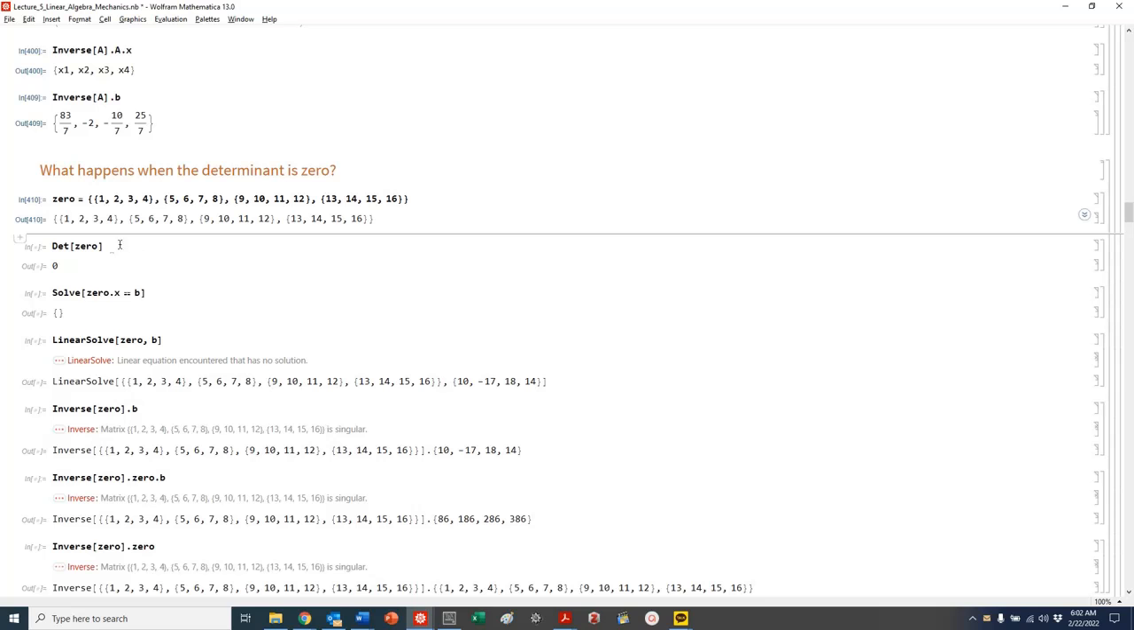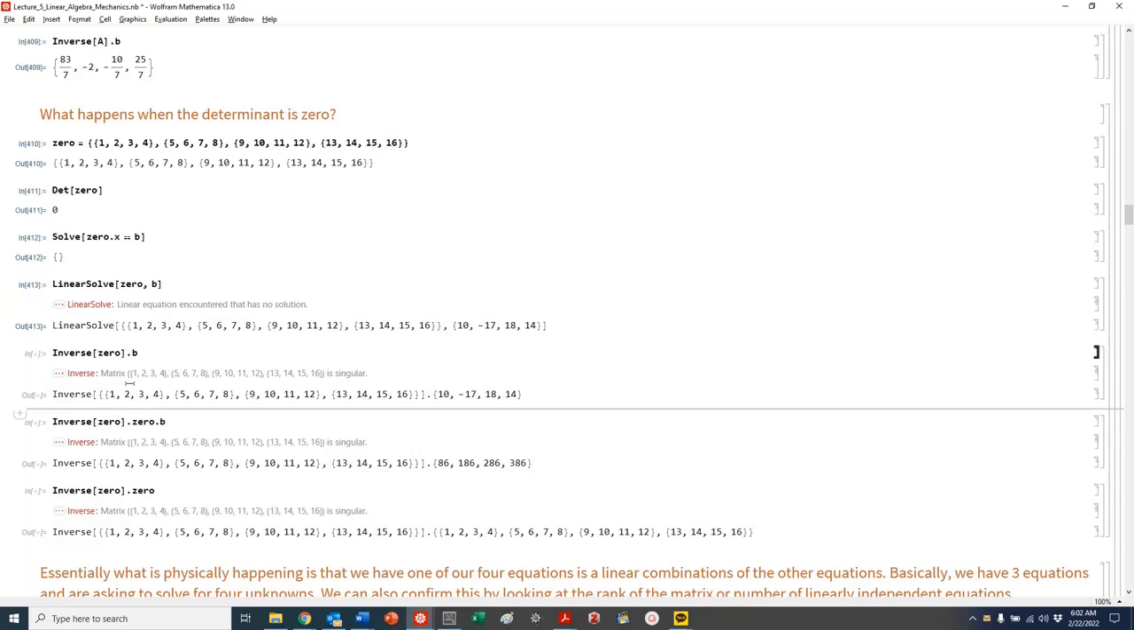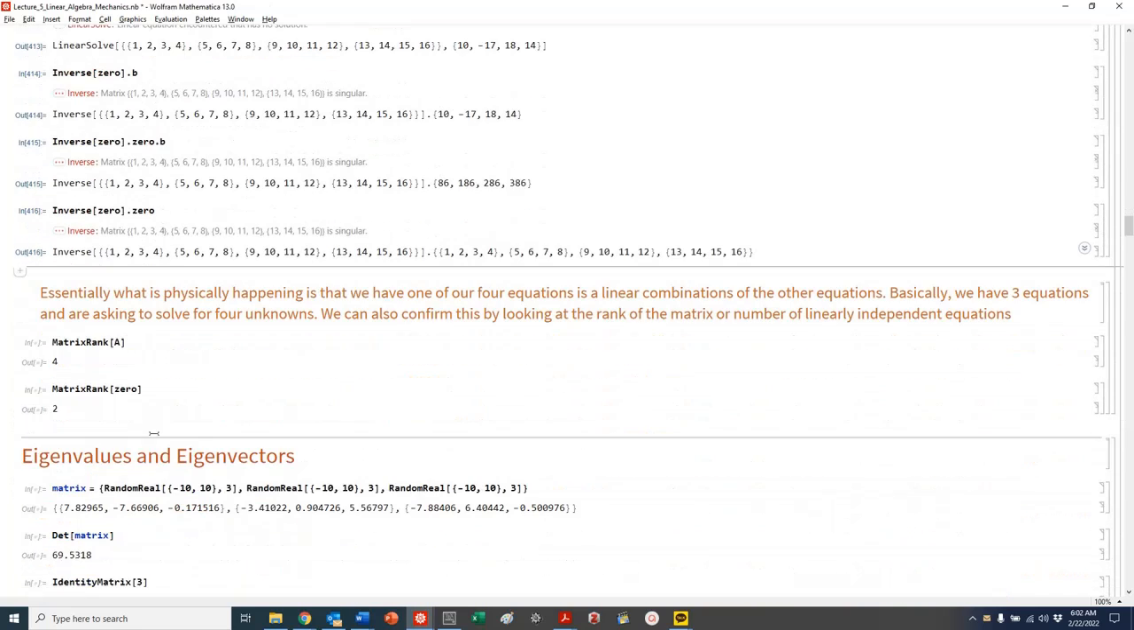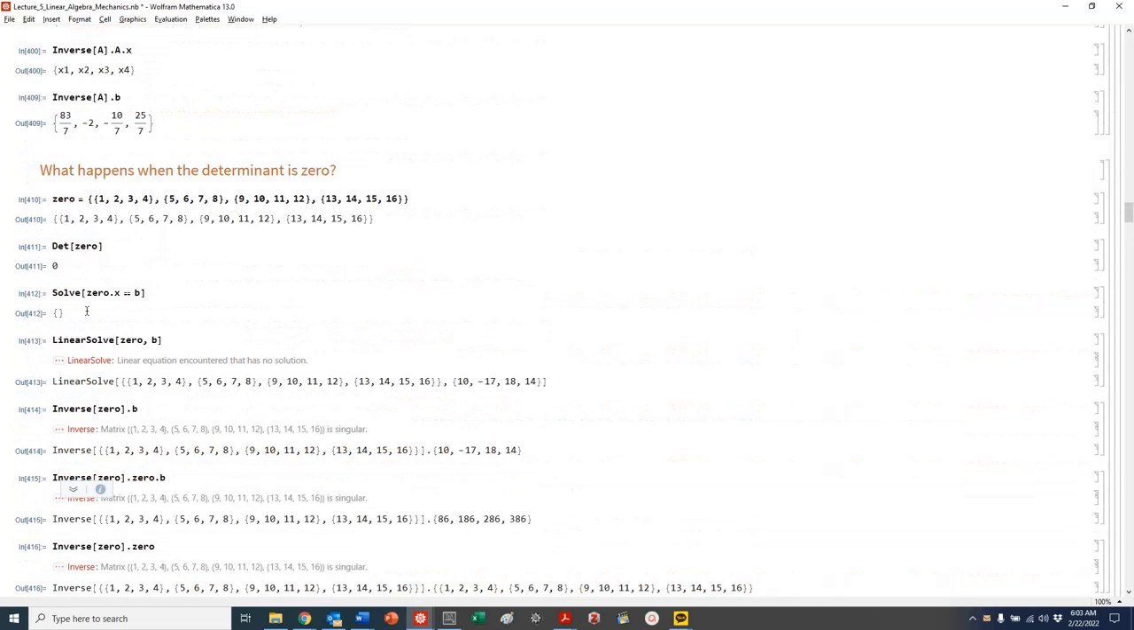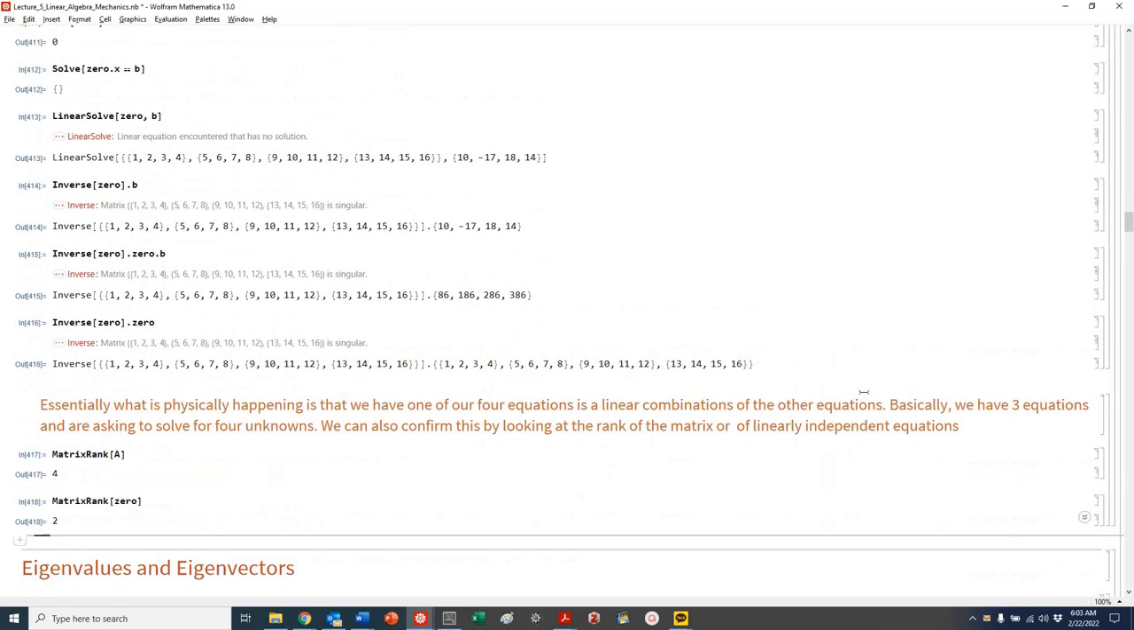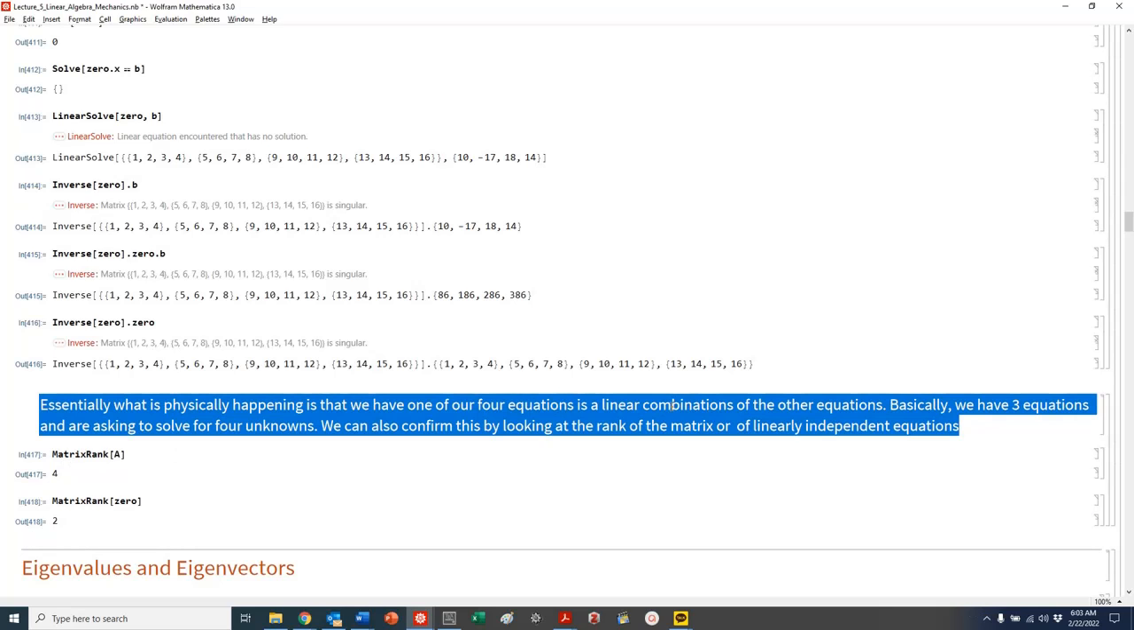So what happens when our determinant is 0? I solve, again, and there are no solutions here. Singular, if I look at all these values, it doesn't work. So what's happening is one of our 4 equations is a linear combination of the other equations. So we have 3 equations and we're asking it to solve for 4 unknowns. You can confirm that by looking at the rank of the matrix, which is 0. It tells me essentially the number of independent linear combinations. So of the 4 equations, one of them is a combination of the others.